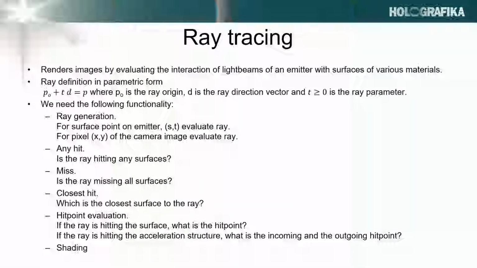We need to have something that tells us if there are any hits on the ray. We need to know if the ray is missing all the geometry, and we need to know which is the closest hit of the ray to its current position. When we do the hit point evaluation, we need to know, when the ray is hitting the surface, what is the hit point. And if we are hitting some kind of acceleration structure or some solid surface, we need to know the incoming and the outgoing hit point as well. And we need something for shading, so we need to know some kind of material properties so we can evaluate the color.